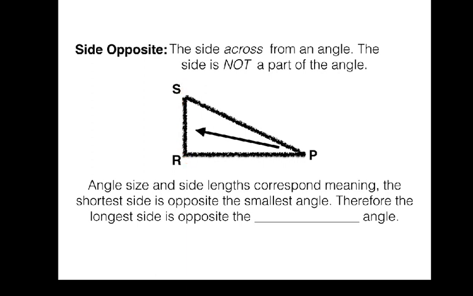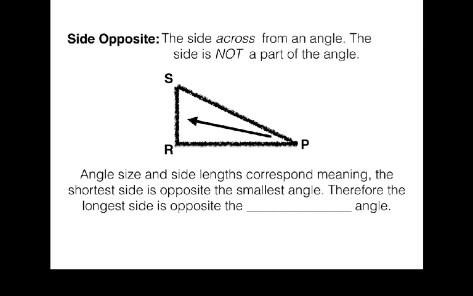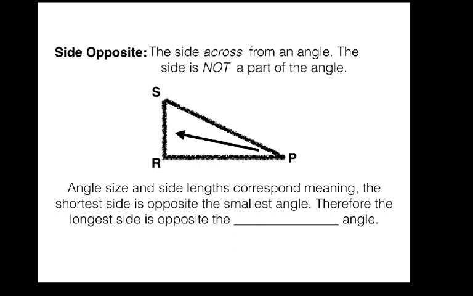Also, the way I like to think about it is if I made angle P bigger, if I made the actual angle larger, SR would immediately become a longer side because of it, because they have that relationship. So for angle P, the opposite side is going to be side SR. And we sort of just answered this question, but angle size and the side lengths correspond, meaning that the shortest side is opposite the smallest angle. You can see that here with angle P. Whoa. Angle P is the smallest angle in this triangle, and SR is the smallest side.